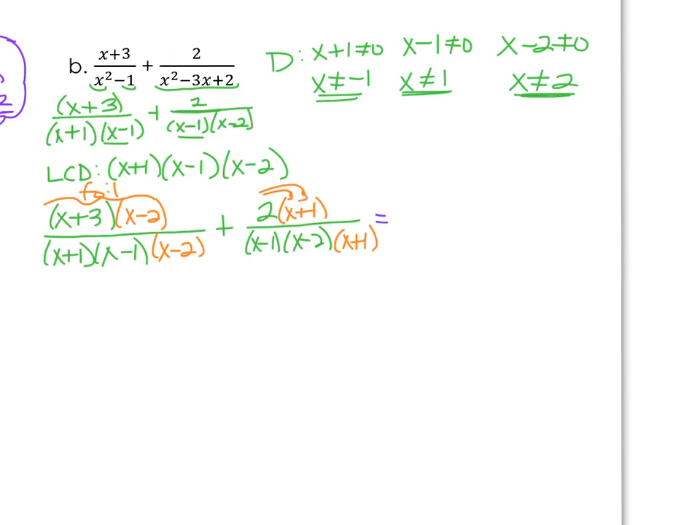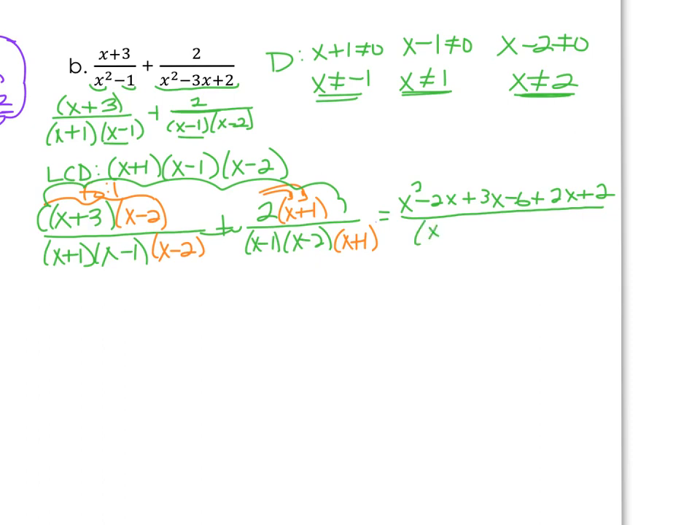I'm going to go back to green. Got to color code these, you know. If we FOIL the numerator, we have x squared minus 2x plus 3x minus 6. And then plus, if we distribute, we have 2x plus 2. So that's everything in that numerator combined. I FOILed and then I distributed. I didn't do any combining like terms yet, but I will. All over, our LCD is just all 3 of those parentheses, and you can write them in any order. We have an x plus 1, an x minus 1, and an x minus 2.